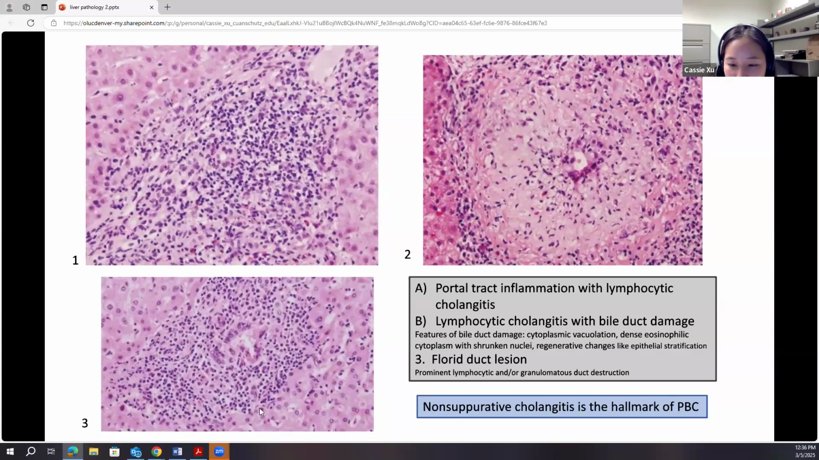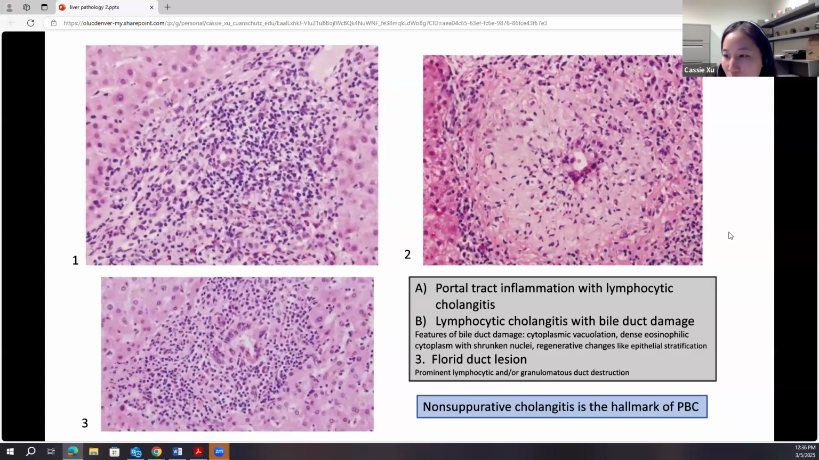So this is an example. We have the portal inflammation centered around the bile duct. The bile duct looks damaged. Typically, it has more of a vaguely granulomatous appearance. This is just another example of lymphocytic cholangitis.